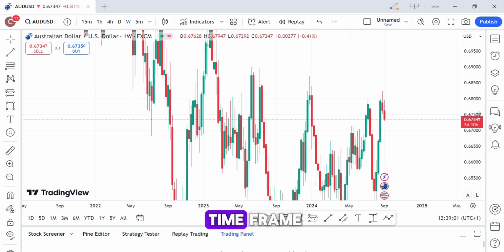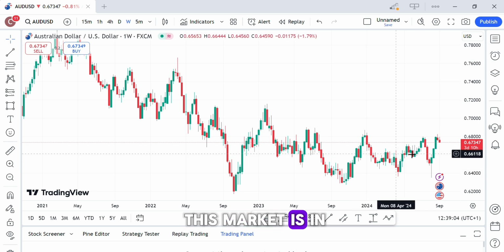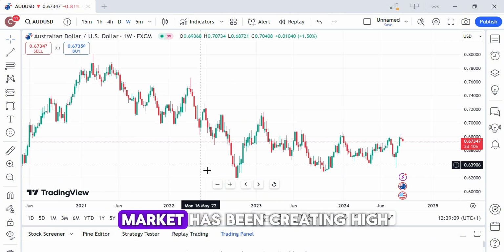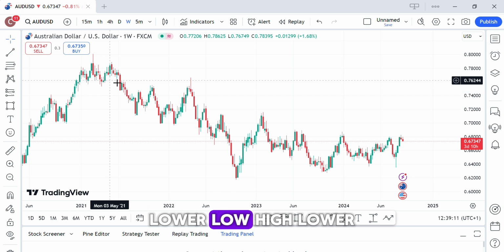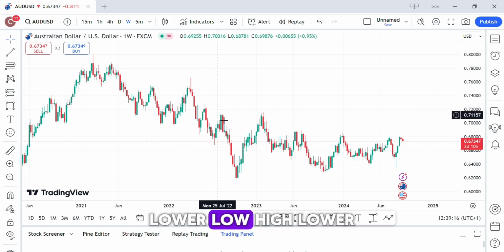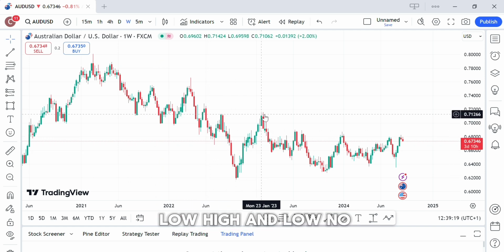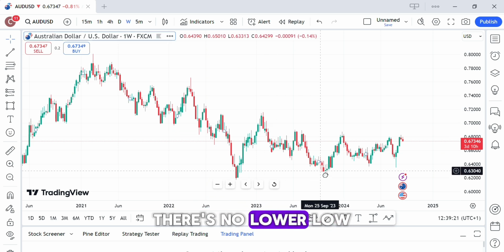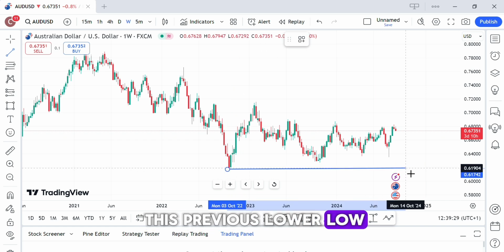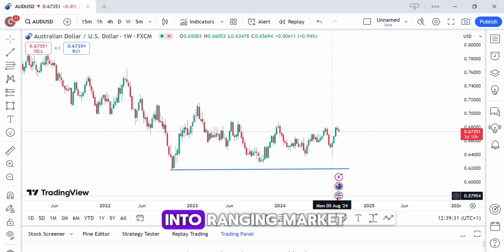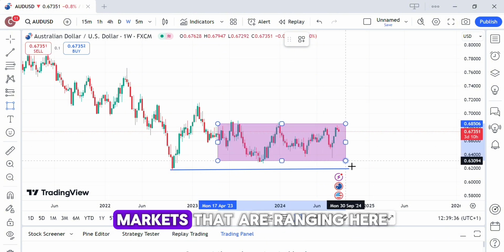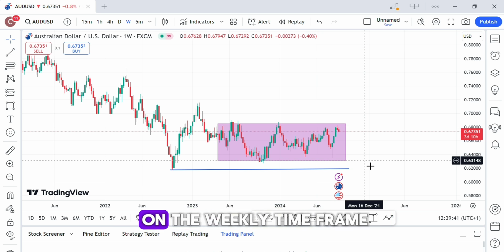On the weekly time frame, I can see that this market is in a bearish structure. The market has been creating a lower low, lower high, lower low, lower high, lower low, lower high, lower low, lower high. No, there's no lower low. Price hasn't taken out this previous lower low, and now the market has moved into a ranging market. The market started ranging here. That's what it's doing on the weekly time frame.